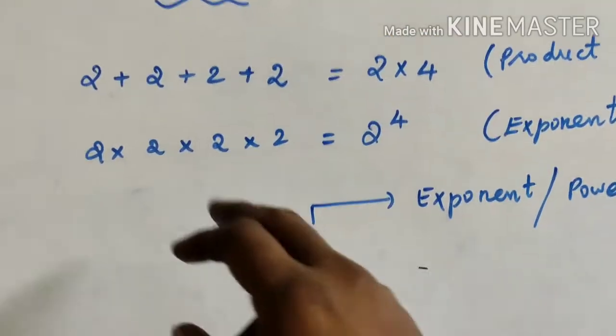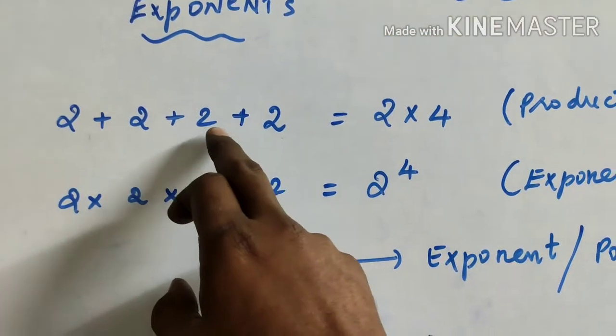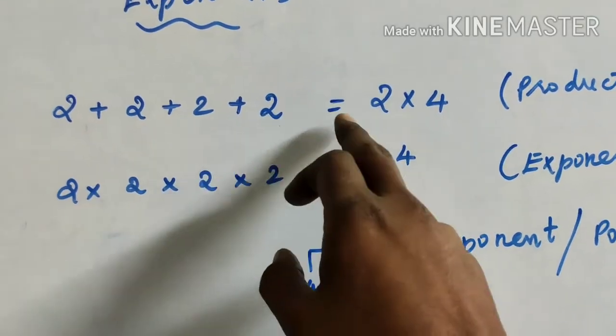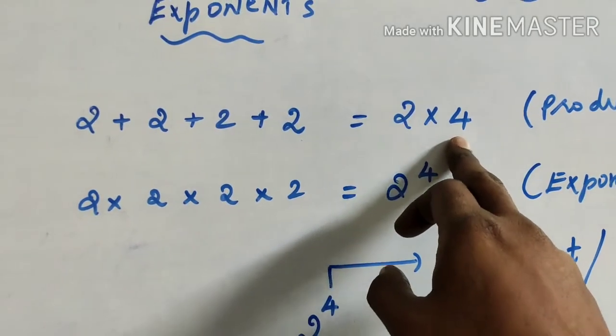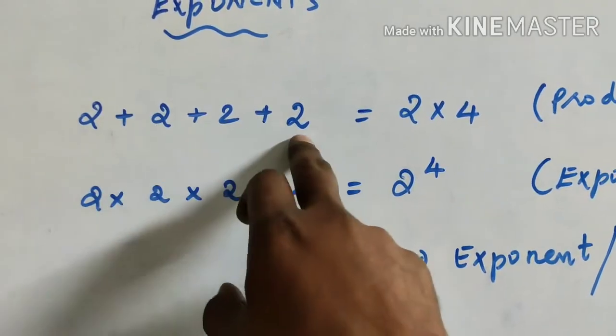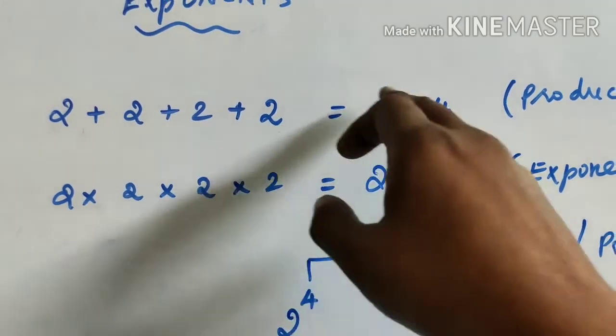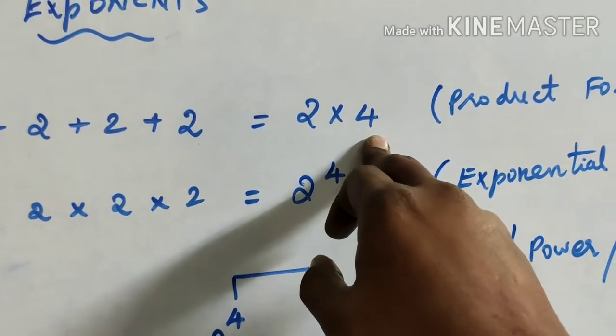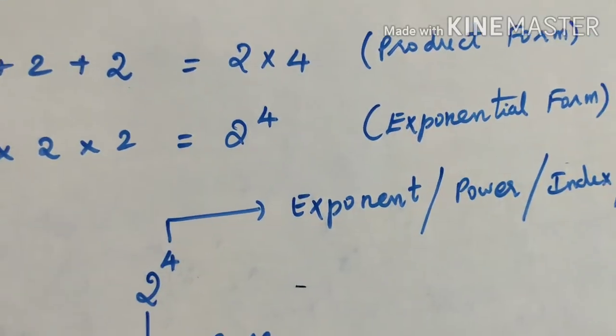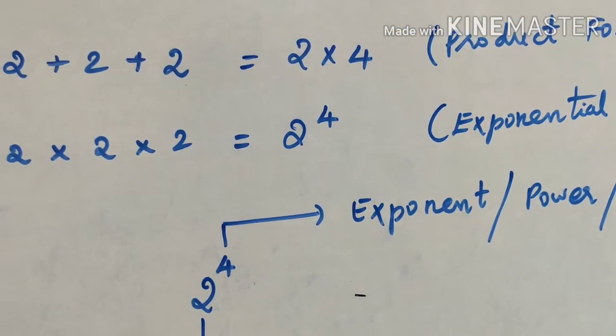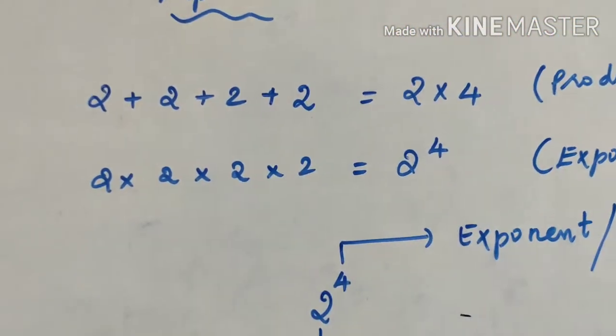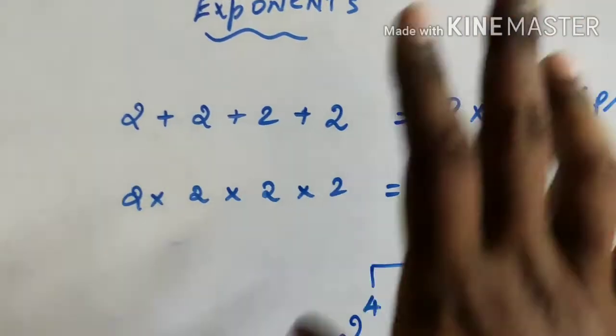Now, see here, 2 plus 2 plus 2 plus 2 equal to 2 into 4, because 2 is repeated 4 times, isn't it? So, 2 into 4. So, this is product form. Okay, this we call as product form. Like this we can write.